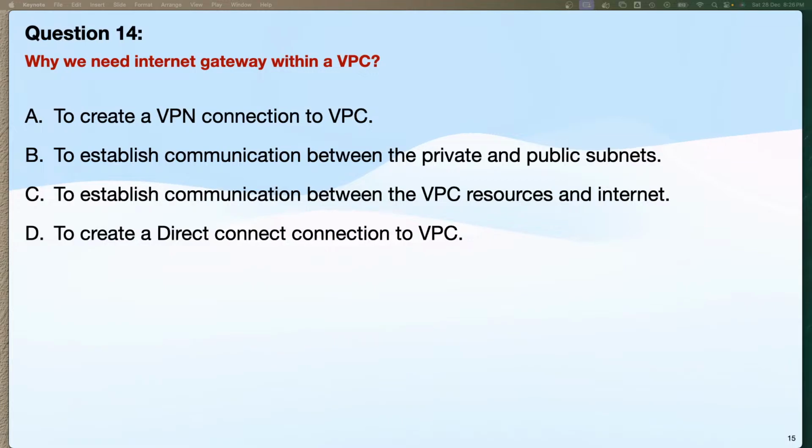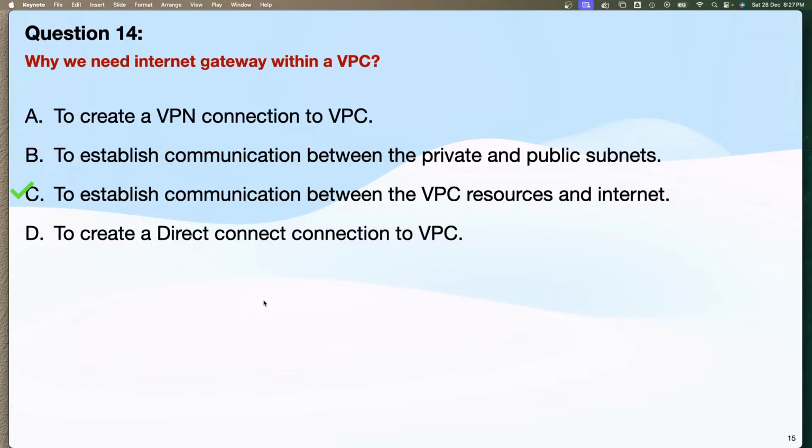So this is not to create a VPN connection to VPC. To create a VPN connection, we need a VPN gateway, not an internet gateway, remember. And to establish connections between the private and public subnets within a VPC, we don't need anything special, it's just by providing the security groups. And to establish communication between VPC resources and the internet, this is the appropriate answer. We need an internet gateway. And to create a direct connect connection, as I was mentioning, all we need is AWS Direct Connect, not the internet gateway. So for 14 the answer is C.